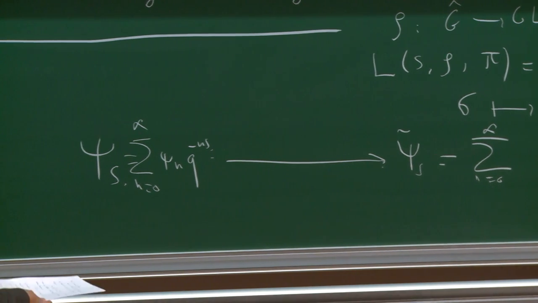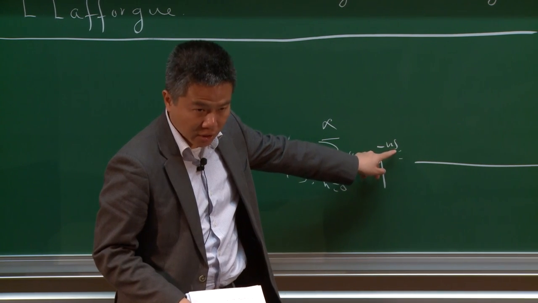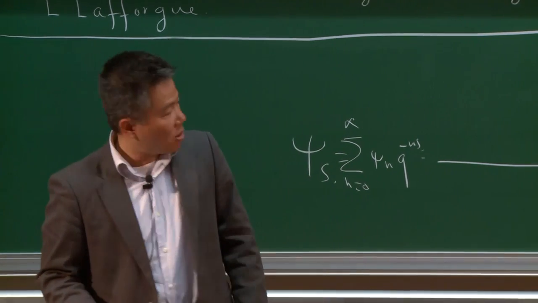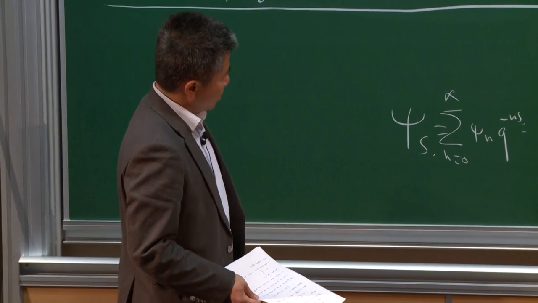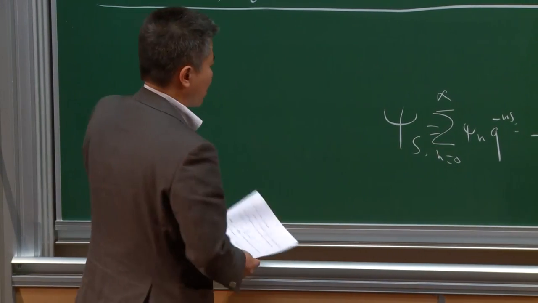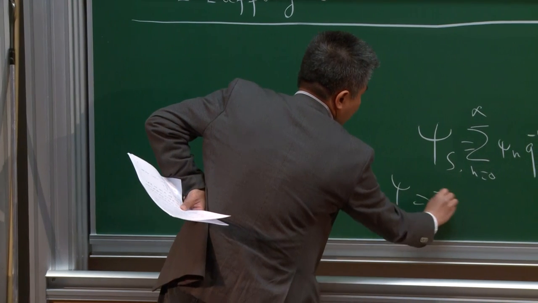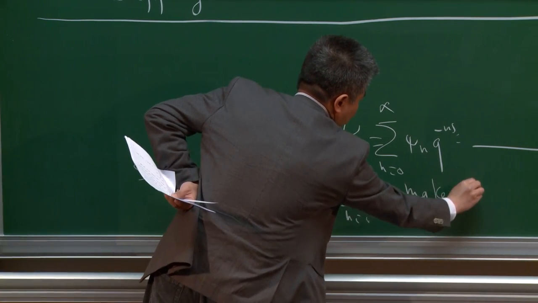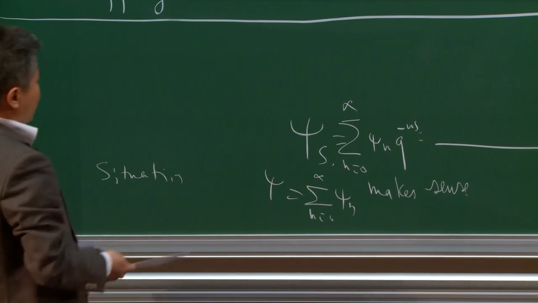Okay, it is not difficult to prove that when the real part of s is large enough, this series converges. So it makes sense for large s. But I would like to put ourselves in a situation where it makes sense for any s. In particular, I am looking for situations where the function psi, even just the sum of psi n, makes sense by itself, without needing any kind of limit. This situation has actually been devised by Braverman and Kazhdan.